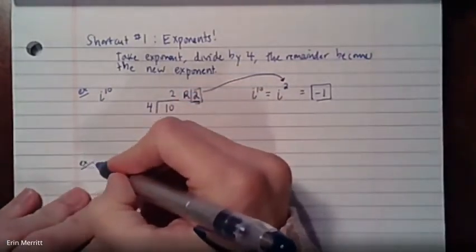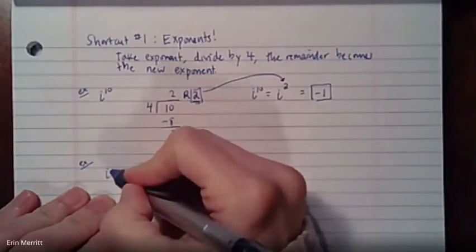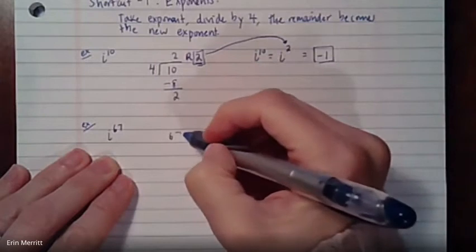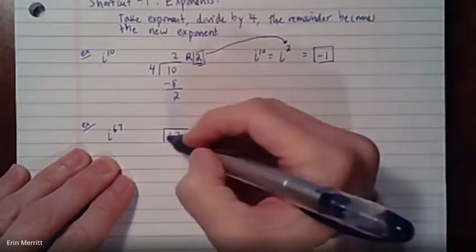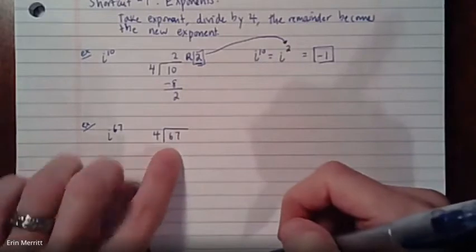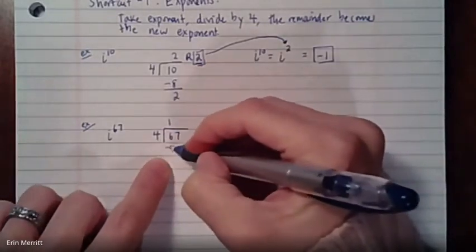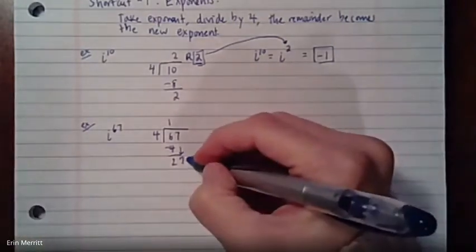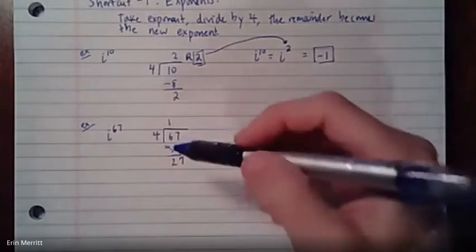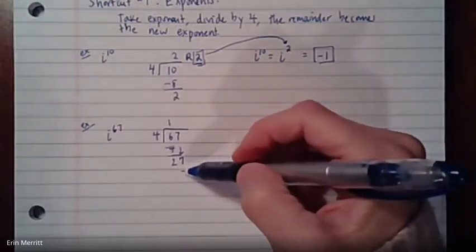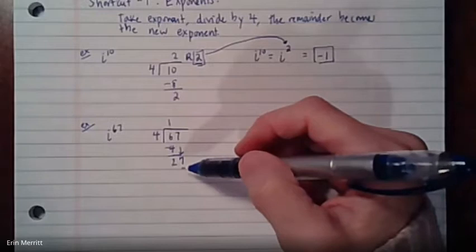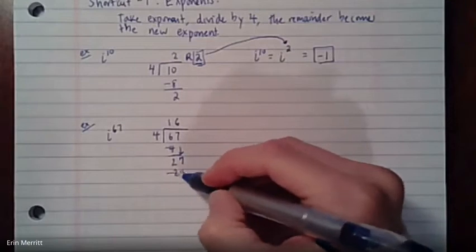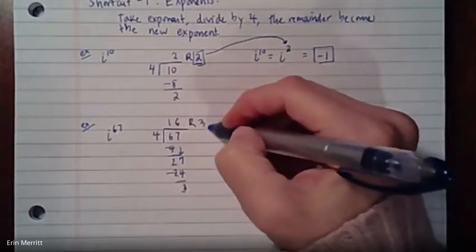If we do it again with a different example, let's say I give you i to the 67th power, because I said this is better when you have larger exponents. If I do 67 divided by 4, let's see, 4 would go into 6 one time, and then we would subtract, bring down the 7. Ooh, is your brain exploding thinking about 4th, 5th grade math right now? All right, 4 goes into 27 six times, and then we would multiply 6 times 4 would give us 24. We end up with a remainder of 3.